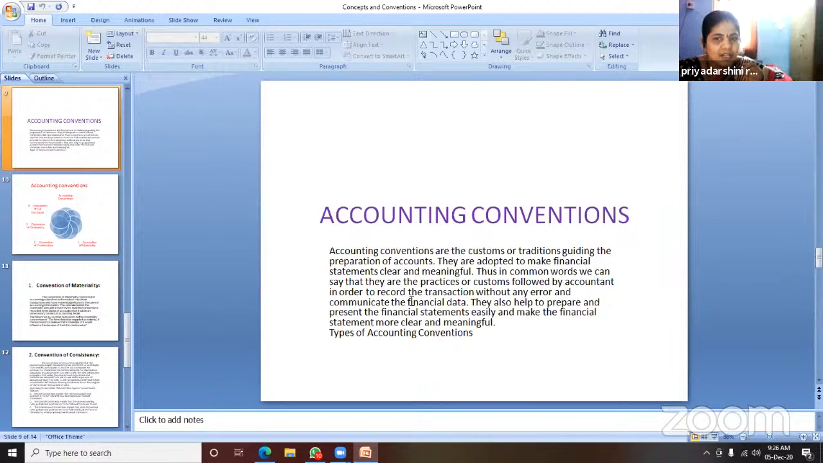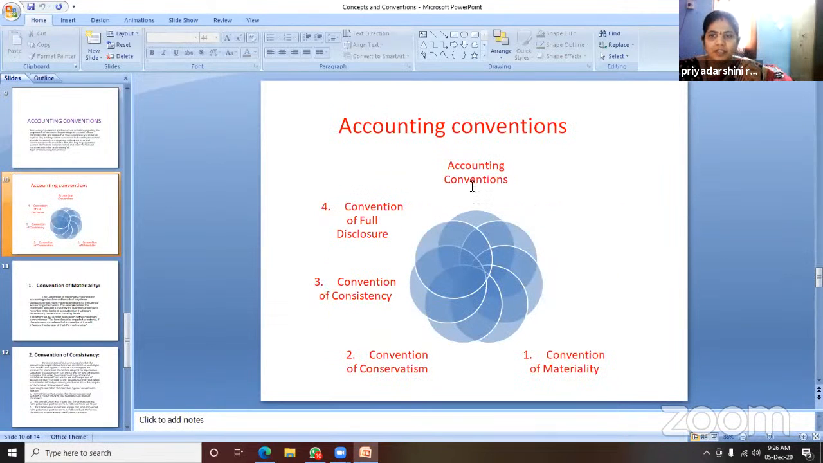In order to give crystal clear information, in order to provide meaningful information, the accountant must follow these conventions, in order to give error-free data and communicate the financial data. They also help to prepare and present the financial statements easily and make them more clear and meaningful. So we have 4 types of accounting conventions: convention of materiality, convention of conservatism, convention of consistency, and convention of full disclosure. These are the four conventions in accounting we have.